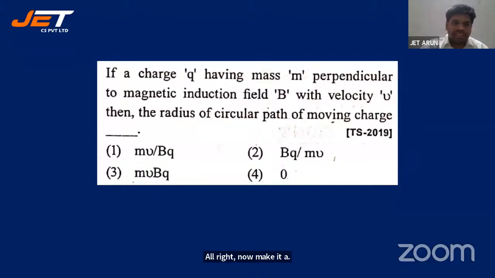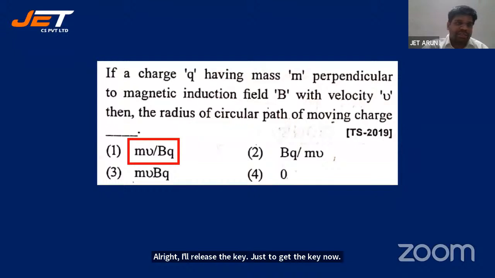All right, I'll release the key. Let's look at the key now. It's first one, students. First is absolutely right.